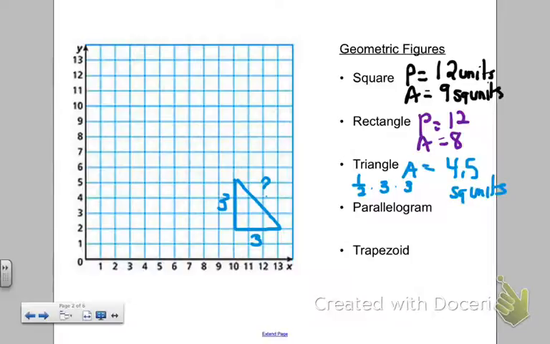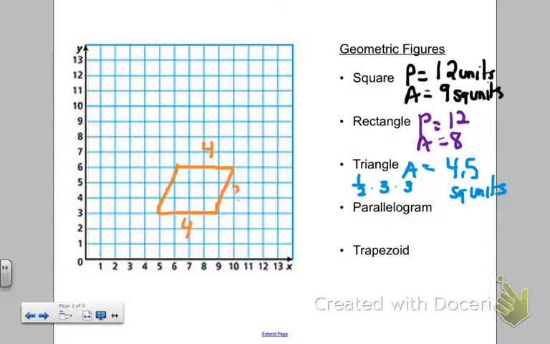Okay. How about, let's move on to a parallelogram. I'm going to do a different color. How about orange? I'm going to make a parallelogram that has bases of 4. Notice that I made sure each base is the same length, because I know in a parallelogram I'm going to have 2 bases that are the same length. And then here are my other diagonal parallel sides.